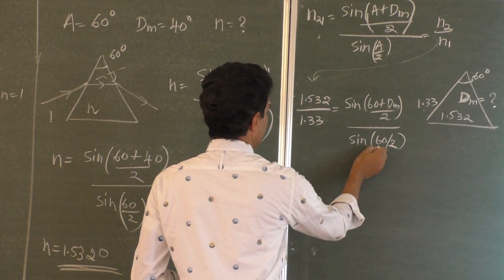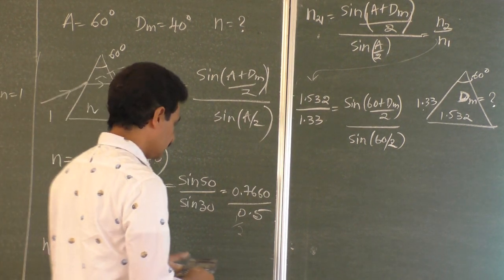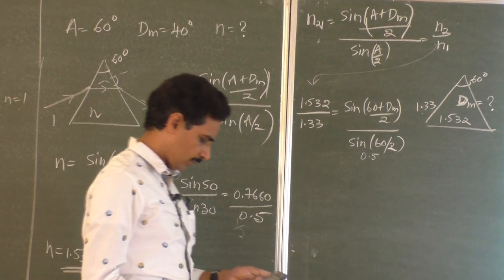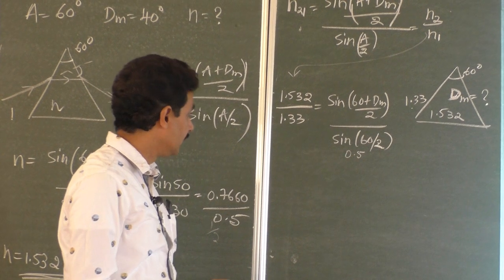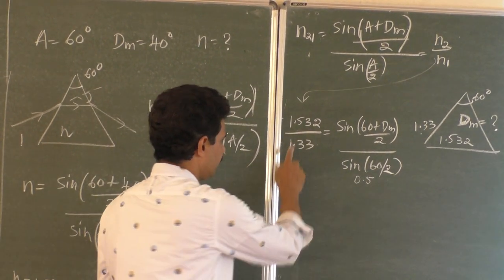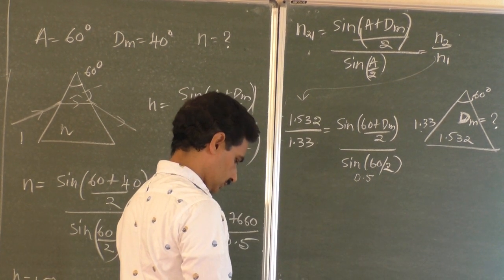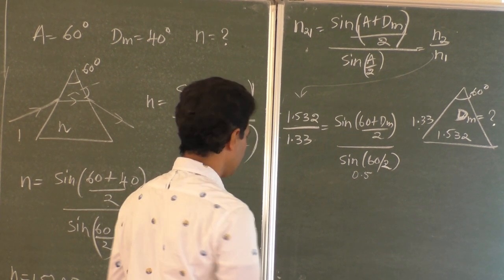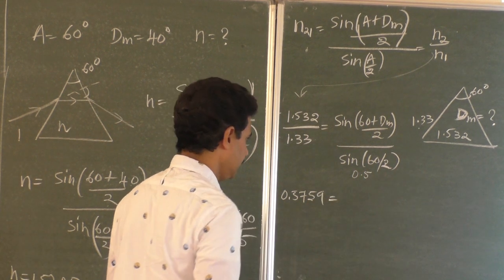Now, this is 0.5, right? 1.532 divided by 1.33, that I will calculate. I will cut short the method here. 1.532 divided by 1.33 is equal to 1.15, into 0.5. That means divided by 2, into 0.5. So the answer is 0.5759. Let me check it again.